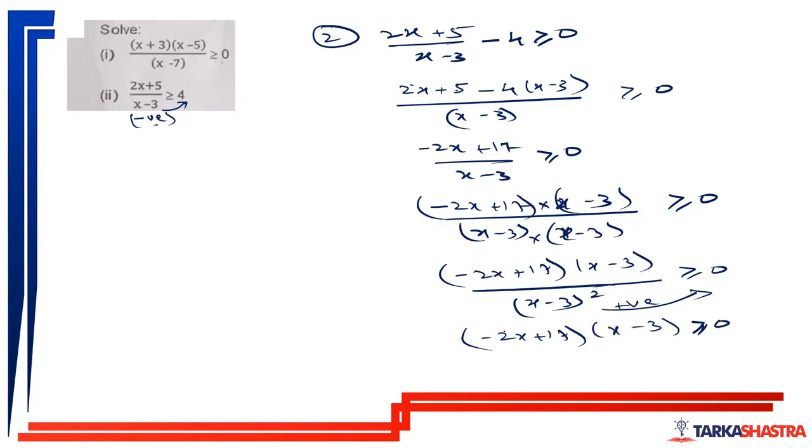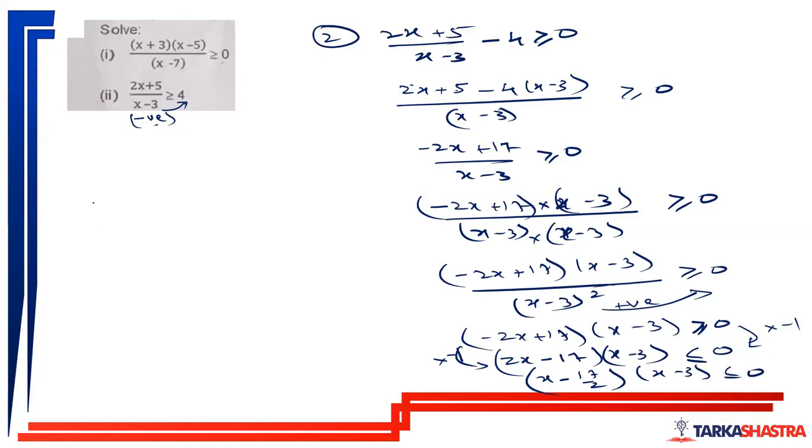Okay, now what equation do I have? Minus 2x plus 17. Now I can write this as 2x minus 17. What I have done is just multiplied it by minus 1. This x minus 3 is still there, and 0 is still there because I am multiplying this 0 by minus 1. But now the inequality will change its direction. We have to work on this. If I divide by 2, I'll have x minus 17 by 2 into x minus 3 less than or equal to 0. Just plot it.